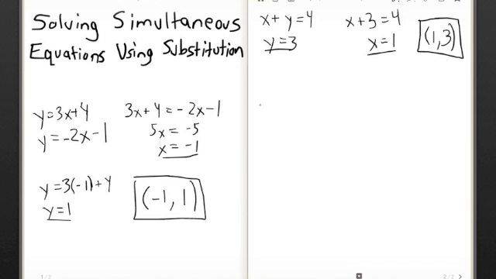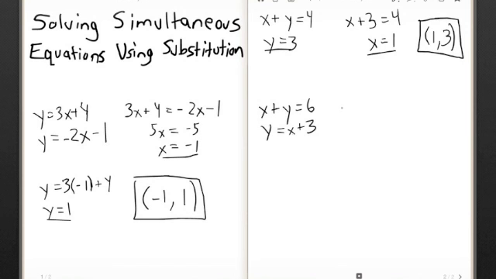Okay, let's do another one like that. X plus y equals 6 and y equals x plus 3. So now we don't know what number y is equal to, but we do know that it is 3 more than x. So what we can do is change y in the first equation to x plus 3 because we know it's the same thing.